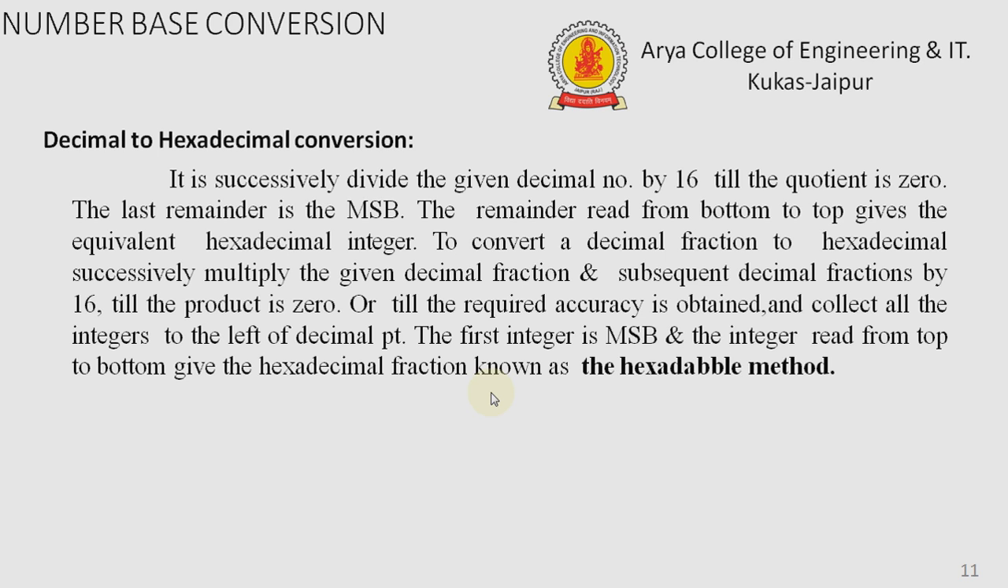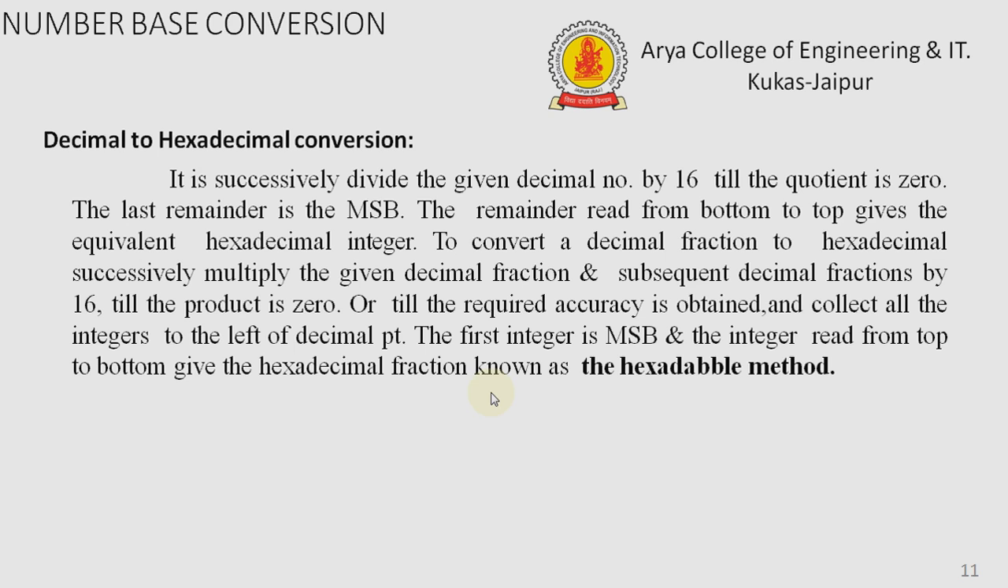So now we come to decimal to hexadecimal conversion. It is also done by successively dividing the given decimal number by 16 till the quotient is 0. The last remainder is the MSB, and the remainders read from bottom to top give the equivalent hexadecimal integer.